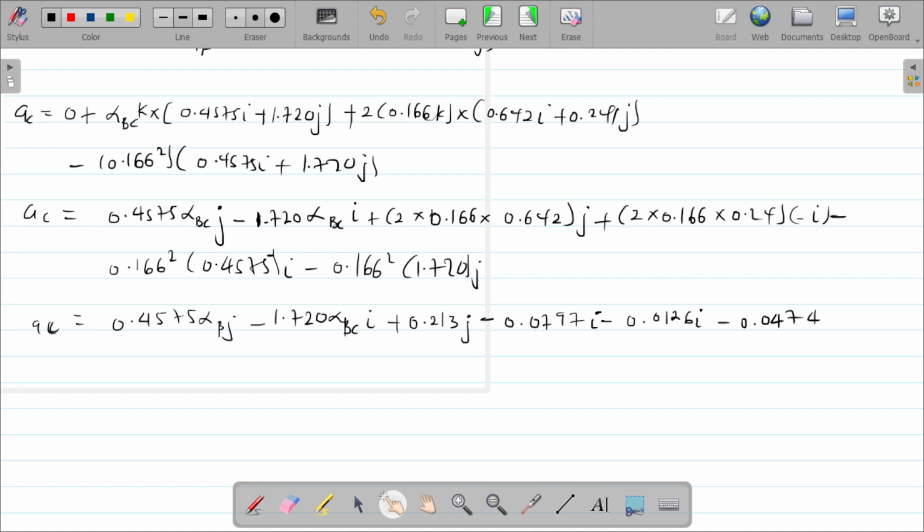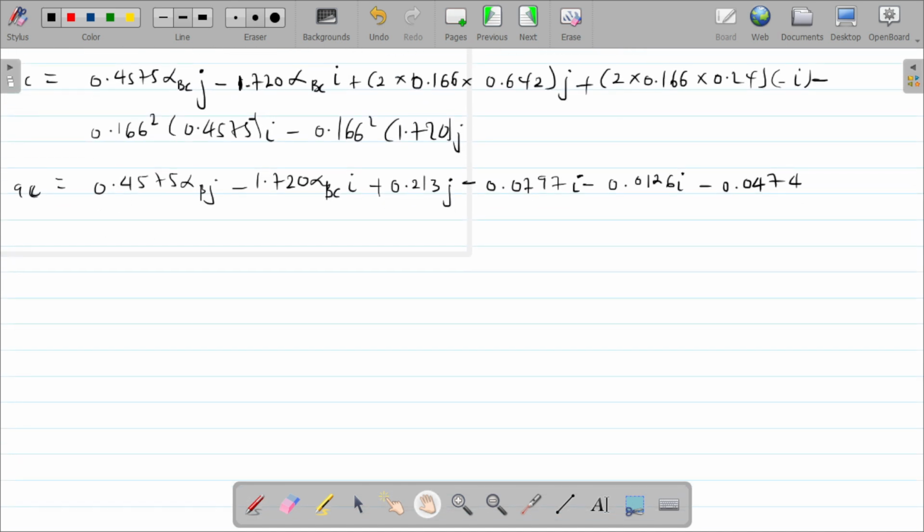So we can group them, the I's and the J's. So AC, the I, we have I here, we have another I here. So negative 1.720 alpha BC, and the next I. So this is J, right?